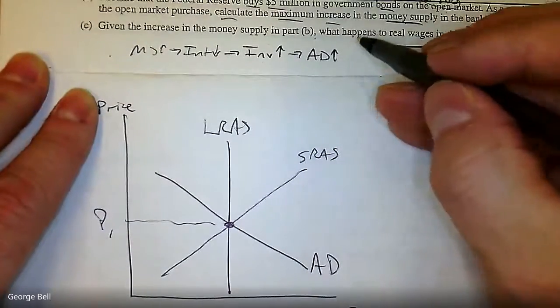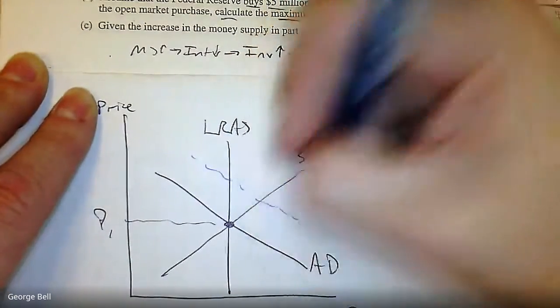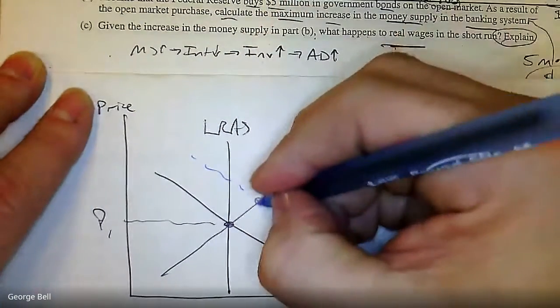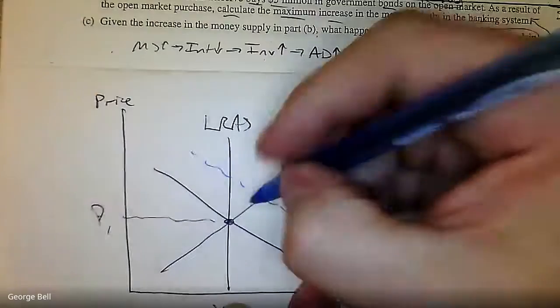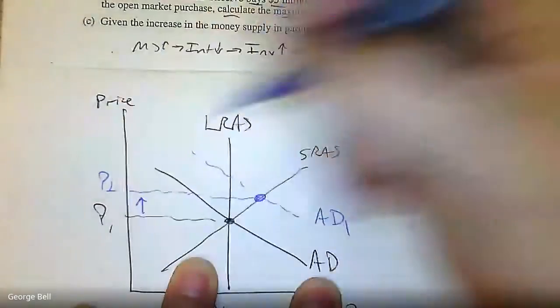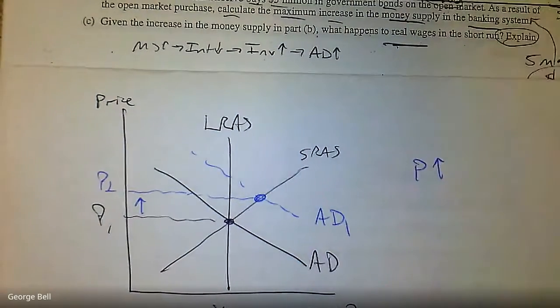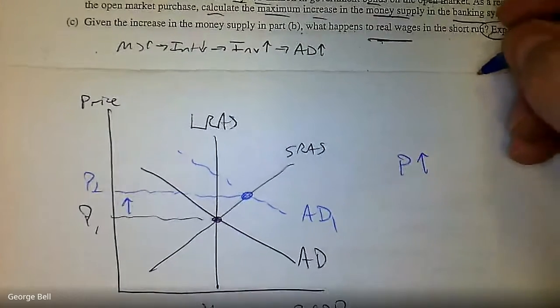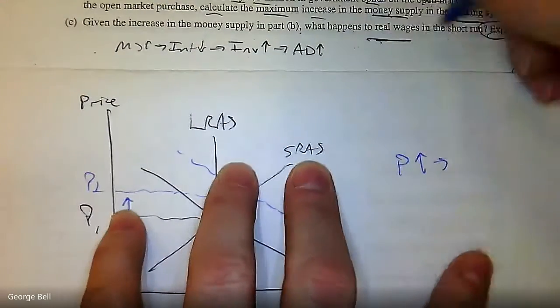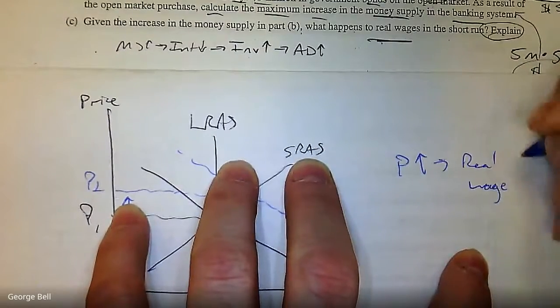We just said that we're increasing aggregate demand. Now, check this out. Your aggregate demand increases like so, right there. This is our short run equilibrium. I'm going to dot over. Now, check this out. What happens to prices in the short run as a result of this? Price went up. What that means is that my real wage has to go down in the short run.